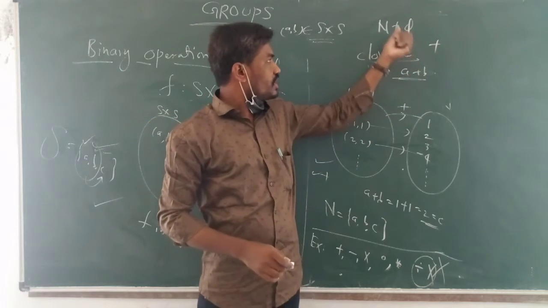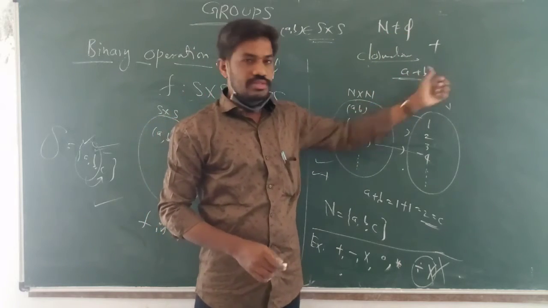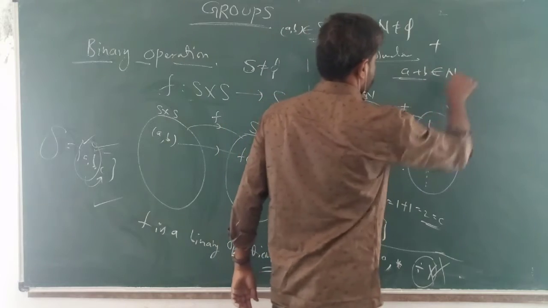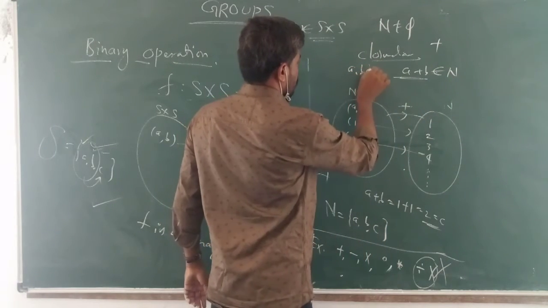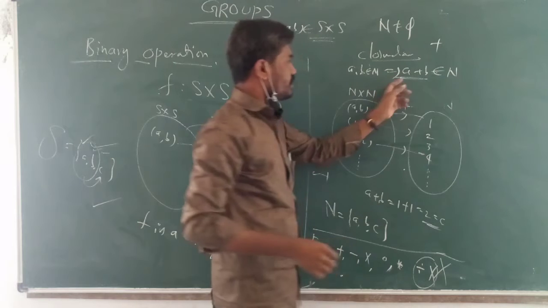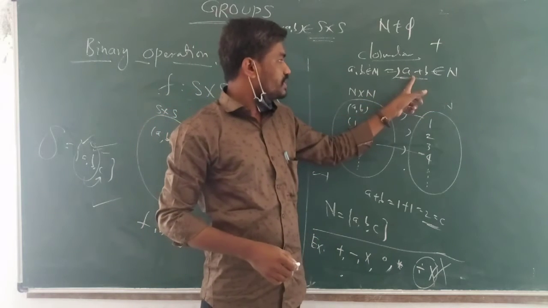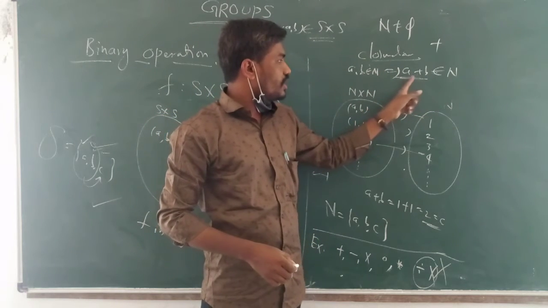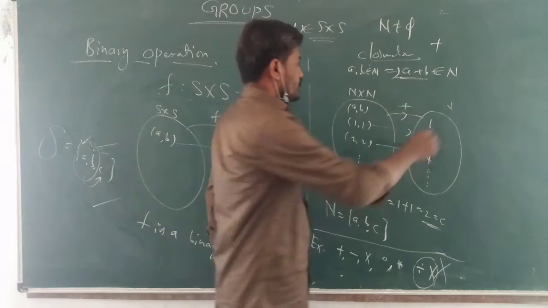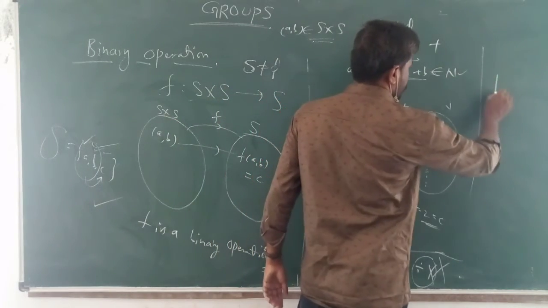a, b must belong to N, and a + b also belongs to N. This is: a, b belongs to N implies a + b must belong to N. So this is a binary operation, and this is the closure law: a + b belongs to N. Next we can select another set form.